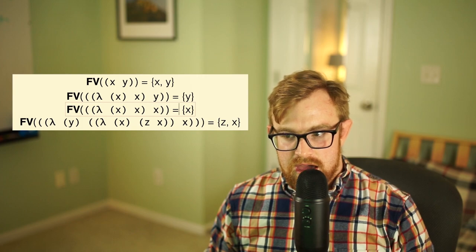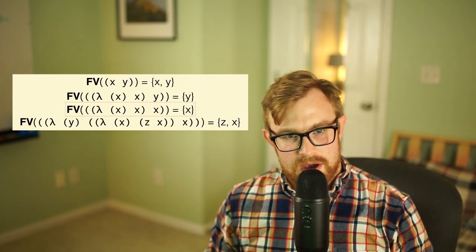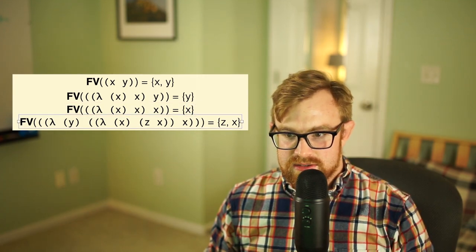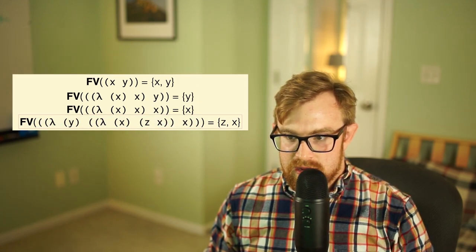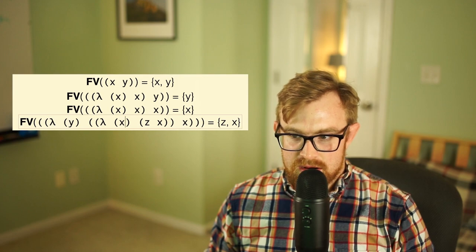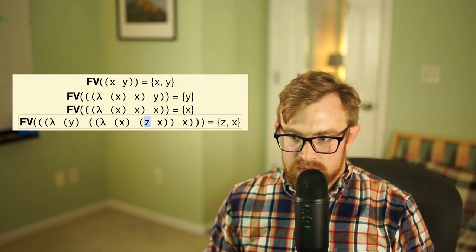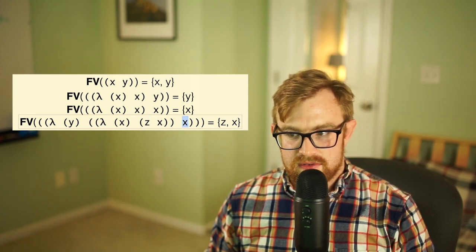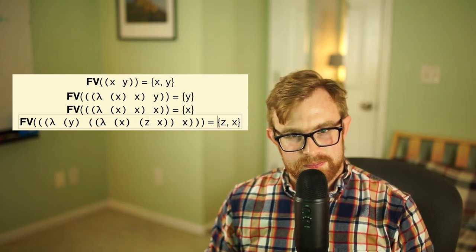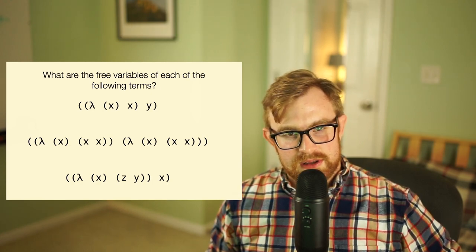And so x is a free variable within this expression. And then let's look at this expression right here. So we've got a binder y right here. We've got a binder x right here. Z is not bound. X is bound right here, but then right here, x is not bound within this scope. So we've got z and x as our free variables. All right? All right, so let's do a little bit more practice.